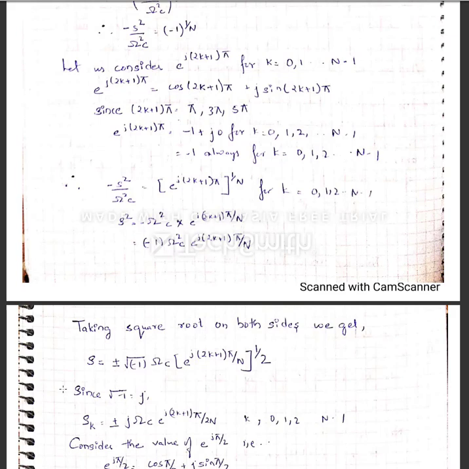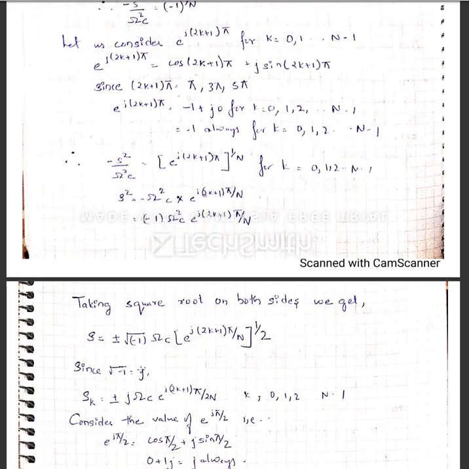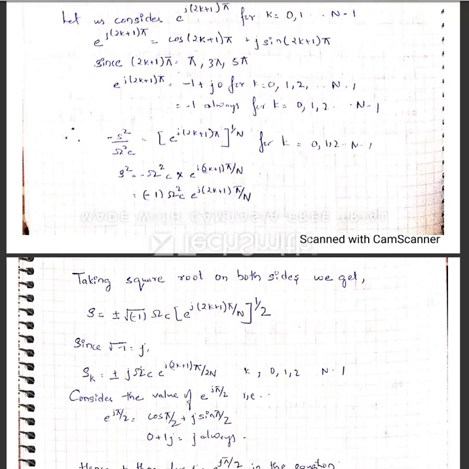Clear? Okay. Now what is this? Since root of minus 1 is equal to j, correct? J square is equal to minus 1, so j will be equal to root of minus 1. So we are going to replace the value of this root of minus 1 by j. So we will have sk.